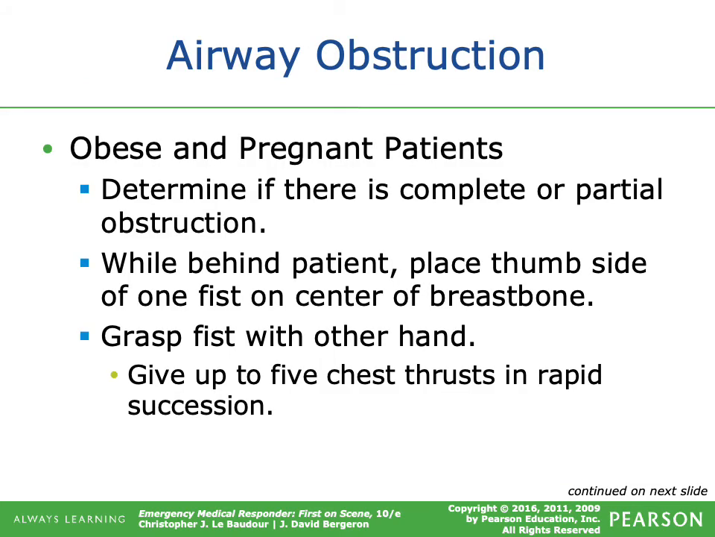Alright, these are some special considerations for obese or pregnant patients. So you're going to determine if there is a complete or partial airway obstruction. While behind the patient, place the thumb side of one fist in the center of the breastbone. That's going to be your sternum, which is the same place you're going to do chest compressions. Grasp the fist with the other hand. Give up to 5 chest thrusts in rapid succession. Just means back to back.